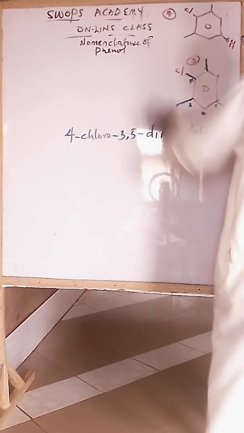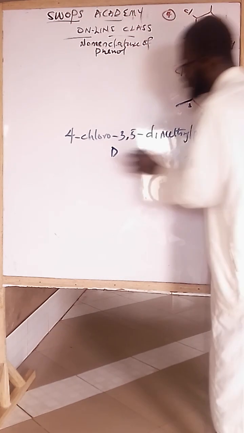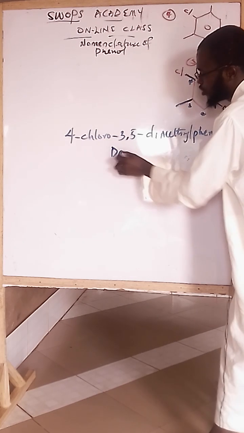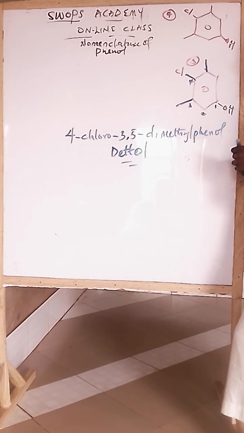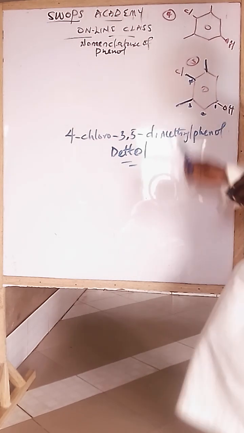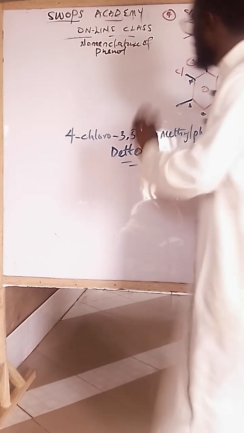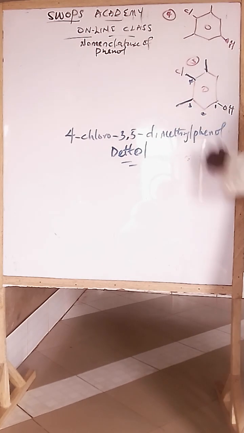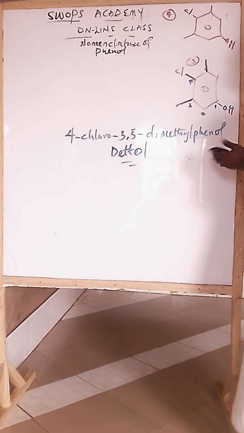Are we together? So this one that you're actually seeing now is what we know as Dettol. This is an aromatic organic structure for an agent we call Dettol: 4 chloro, 3, 5 dimethylphenol. So they can ask in a JAMB question or A-level question: the organic structure for representing Dettol is what? It is 4 chloro, 3, 5 dimethylphenol. This is the name we assign to this organic structure. Is there any question again? So that is that on that.